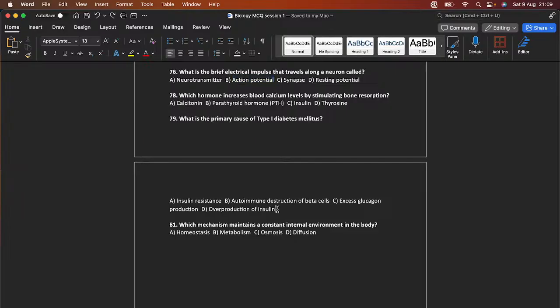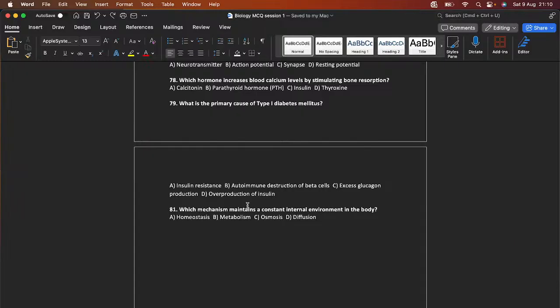Now between type 2 and type 1 diabetes, the main difference is type 1 diabetes is an autoimmune condition. The beta cells that produce insulin are completely broken down, destroyed by your own immune system. In type 2, what happens is most likely that there is an insulin resistance. Okay, so if it was type 2, I would have gone for insulin resistance as the right answer.